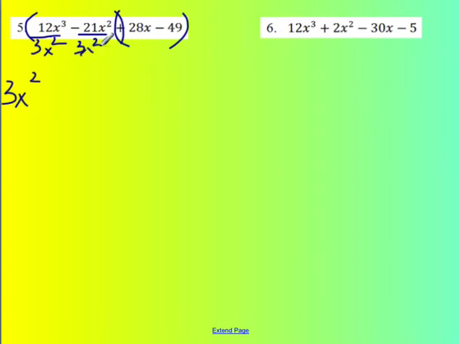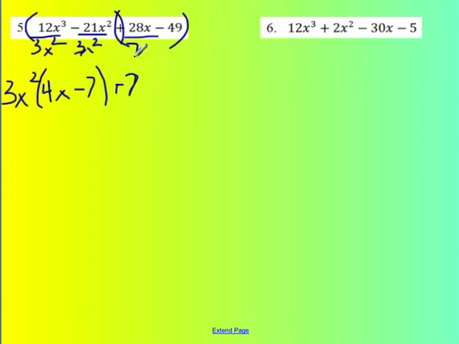So 12 divided by 3 is 4. X cubed divided by x squared, subtract those exponents, and you're just left with x. Negative 21 divided by 3 is 7. And x squared over x squared is going to cancel out. So next we want to figure out what goes into 28 and 49. And that's going to be 7. So I'm going to write plus 7 on the outside.